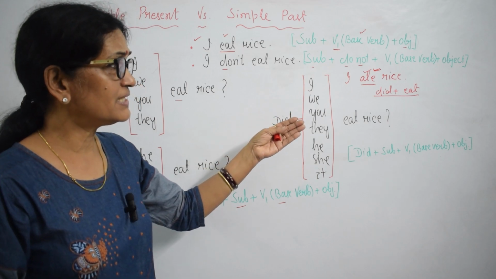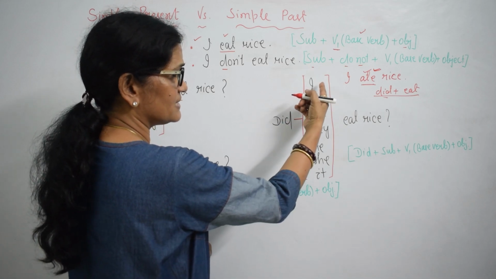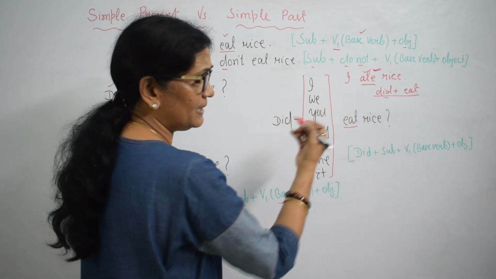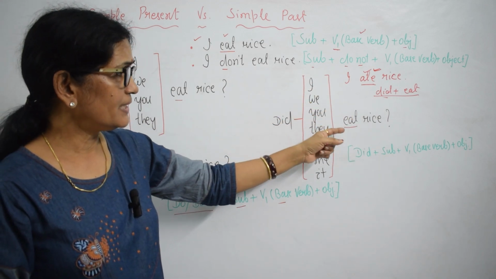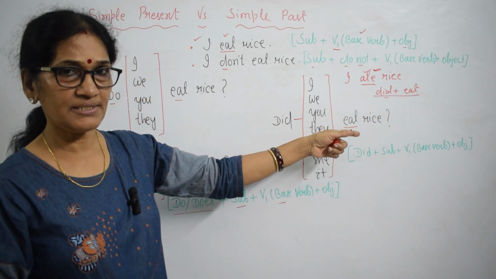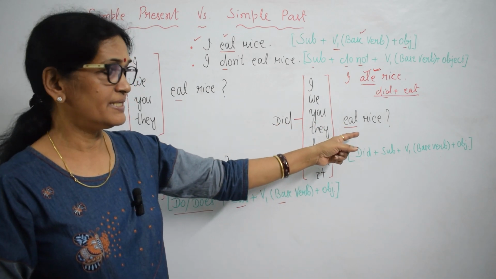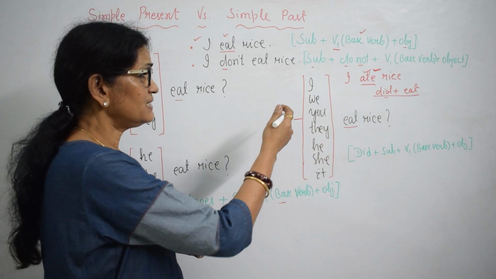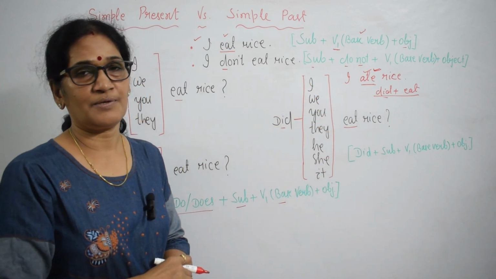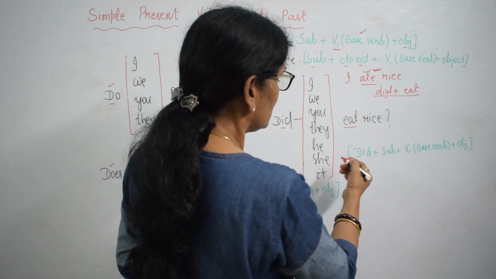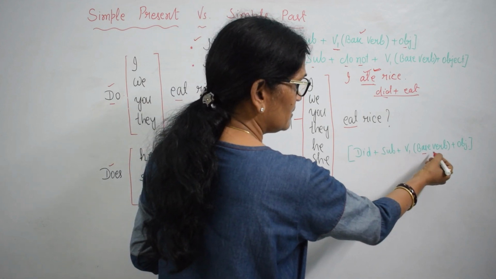Remember, when you frame the sentence into interrogative, we need did. Right? So, did, then subject, then base form of a verb, then object. Did I eat rice? Did we eat rice? Did they eat rice? Did he eat rice? Did she eat rice? Did it eat rice? What I told? There is not any restriction for the verb did to use with the subjects. Right? So, its structure is did plus subject plus verb 1 plus object.